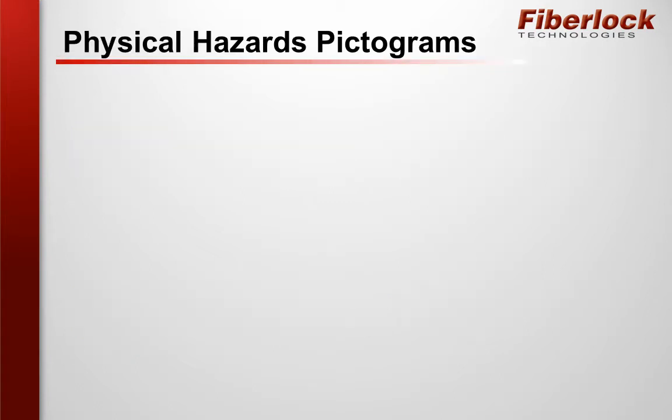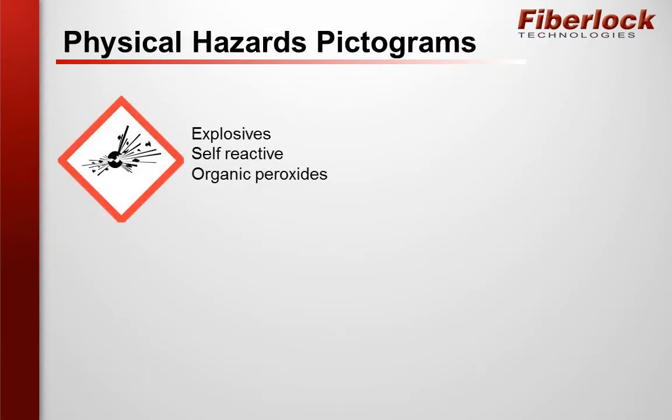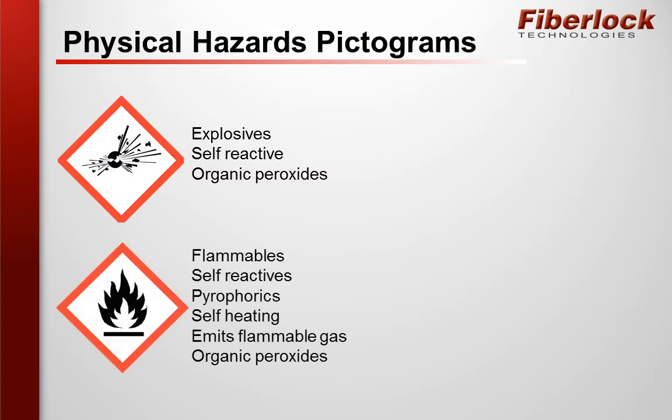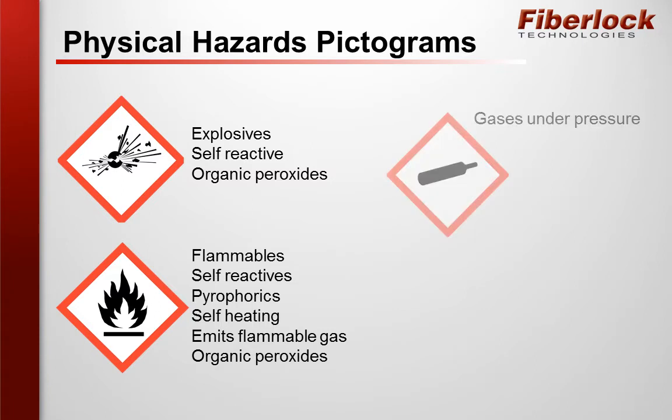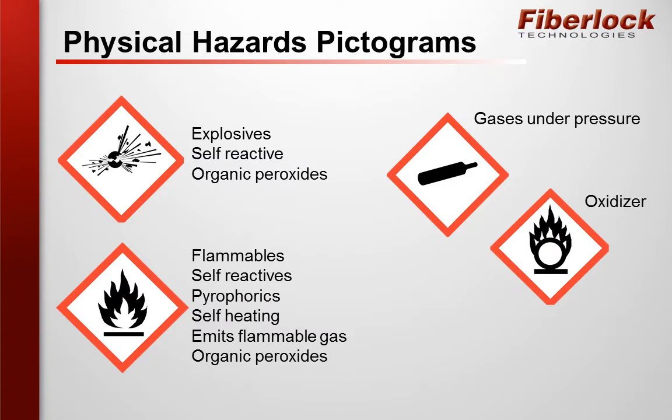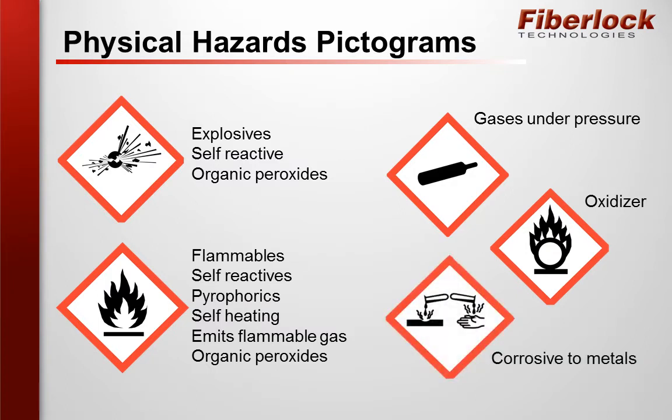Physical hazard pictograms. The pictogram where a product is exploding is explosive, self-reactive, organic peroxide. The pictogram of a flame is flammables, self-reactives, pyrophorics, self-heating, emits flammable gas, and organic peroxides. The gas cylinder pictogram is gases under pressure. The pictogram with the circle and flames is an oxidizer, and the pictogram with the substance being poured onto a surface is for corrosive to metals.